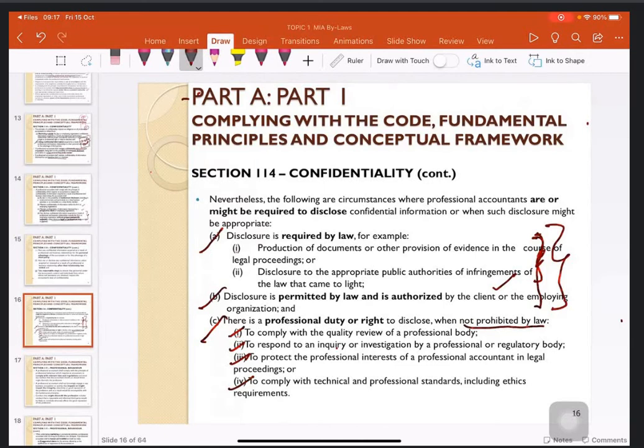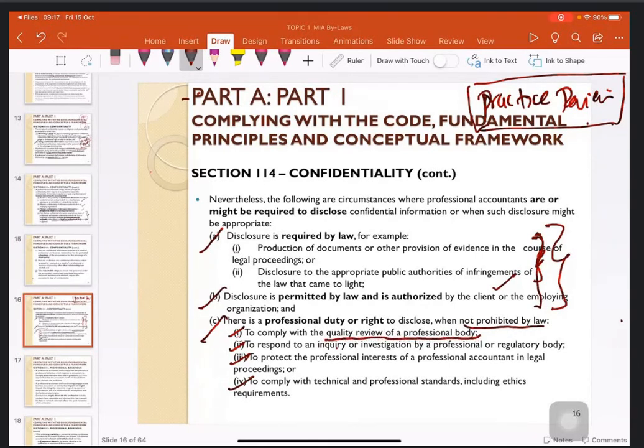Okay, this one adalah kita panggil sebagai practice review. Okay, practice review normally dibuat oleh MIA. MIA will conduct the practice review. Yang ni I mention about the first one ya kelas ya. Okay, MIA akan conduct practice review ya. Apa maksud practice review adalah MIA dia akan review the working paper of the audit firm.